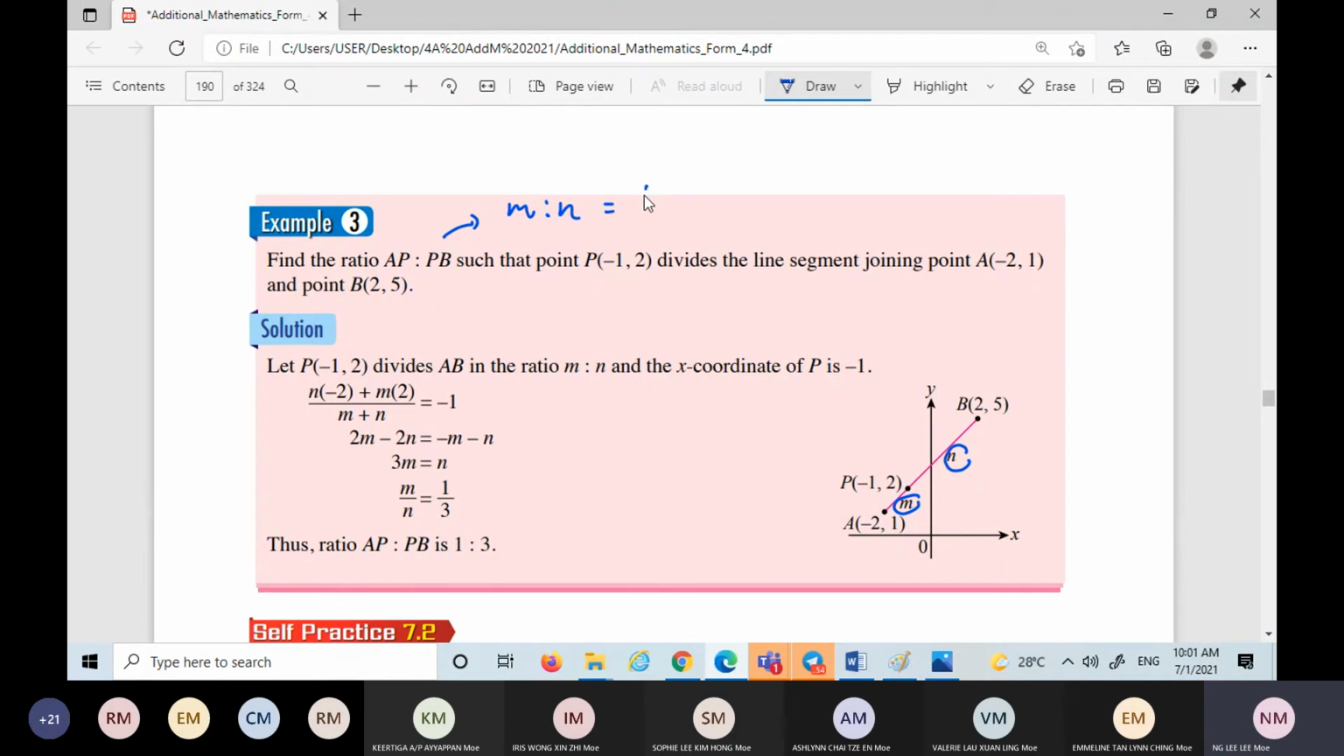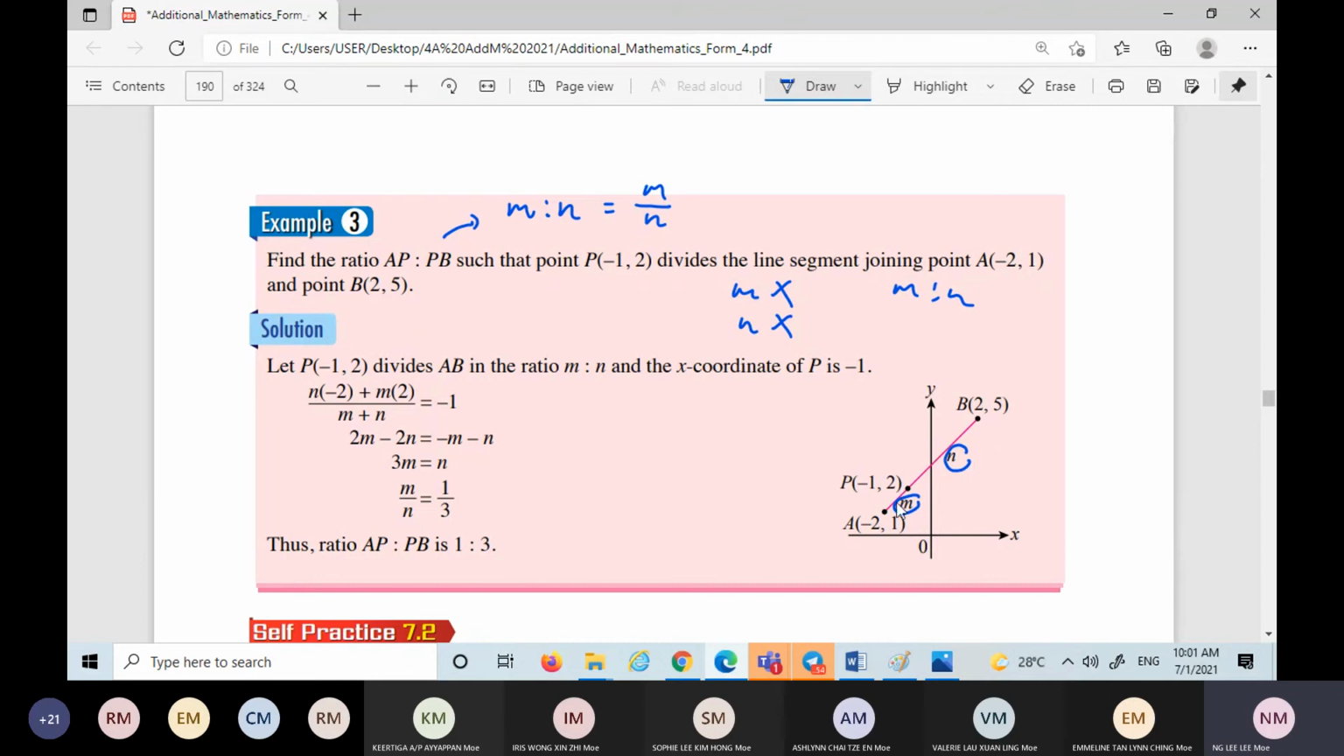Or if you are able to find M over N, the same thing. Actually the question doesn't want M, and the question also doesn't want N. They just want to know what M is to N. So you don't have to go and find what M and N are. You just make use of either the x or the y coordinate of the internal point, and with that formula you are able to find the ratio M is to N. Here I think they are using the x coordinate.